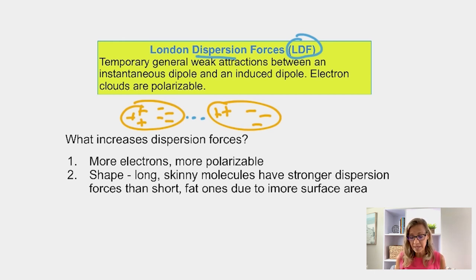So what kinds of things could cause those dispersion forces to be significant? Well, a couple things. One would be the larger the atom, the more electrons, the more polarizable, the more electrons that could separate and end up causing a separation of charge. And then the shape. If it's a long skinny molecule, maybe a big long hydrocarbon, those molecules have greater dispersion forces than little short fat ones.